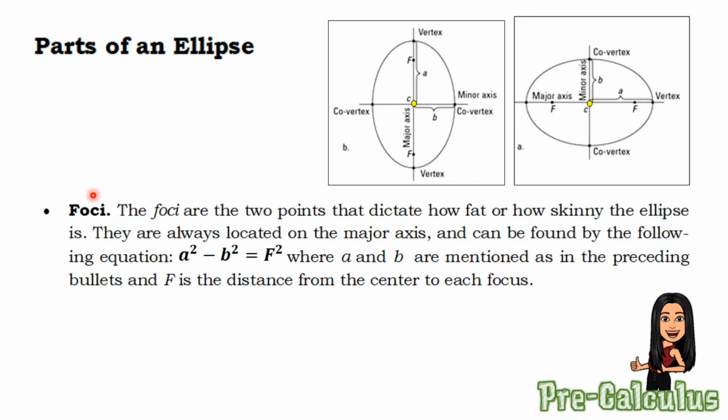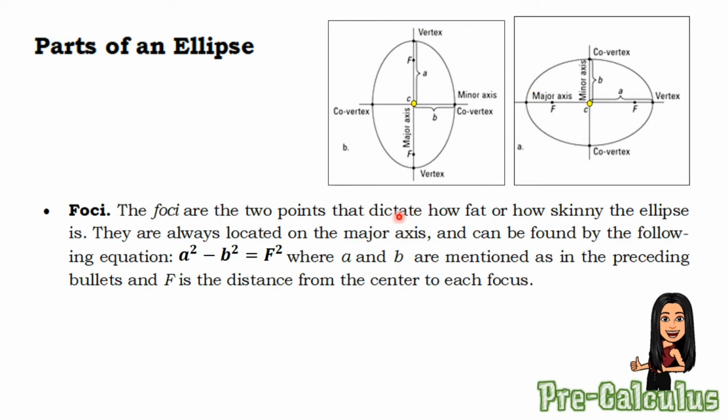In some books and tutorials, si f squared dito ay pwedeng maging c squared. So, pwede siyang maging a squared minus b squared is equal to c squared. And then again, c is also equal to the distance from the center to each focus. Let us look at our graph.